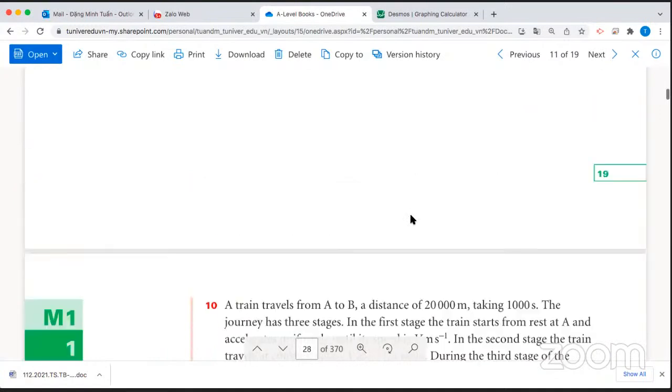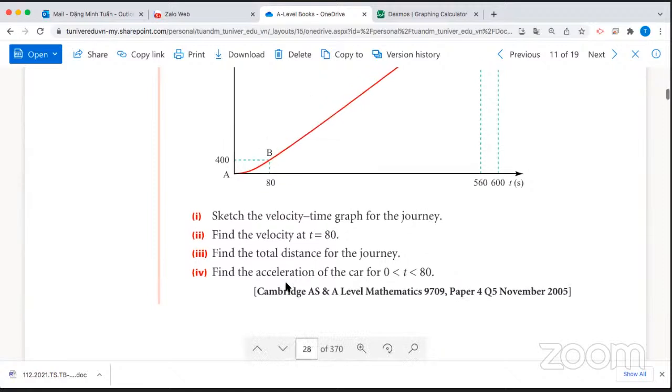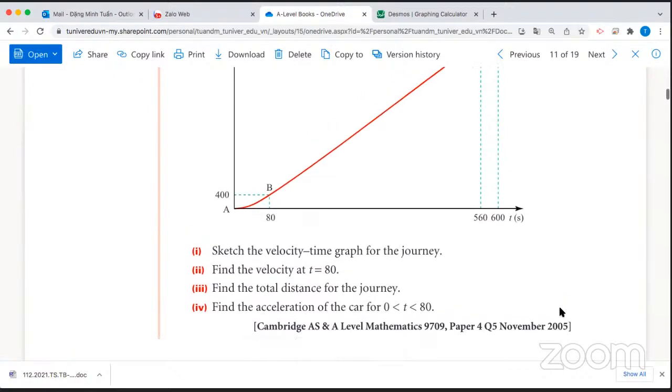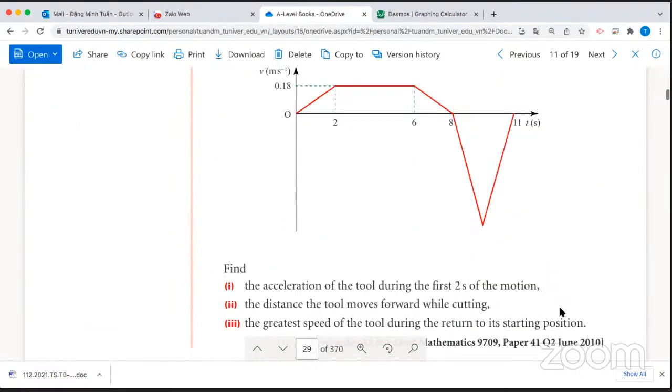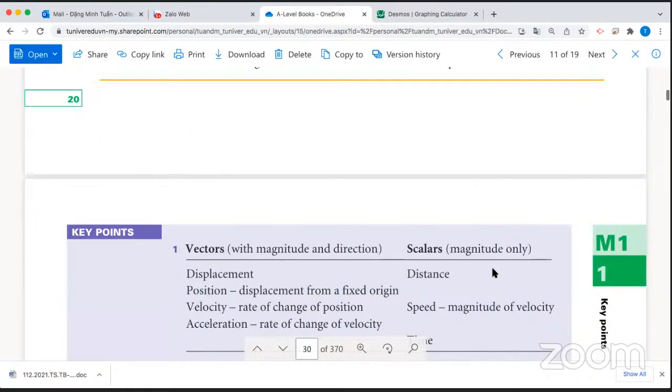Here, you know, the question on the real test, denoted by Cambridge AS A-level Mathematics 9709, paper 4, question 5, November 2005. Remember that? Okay, so this one is taken from the real Cambridge test. That's a real test, which means you can get it.